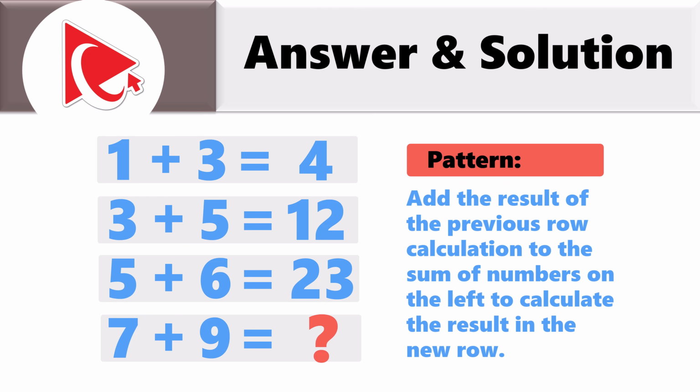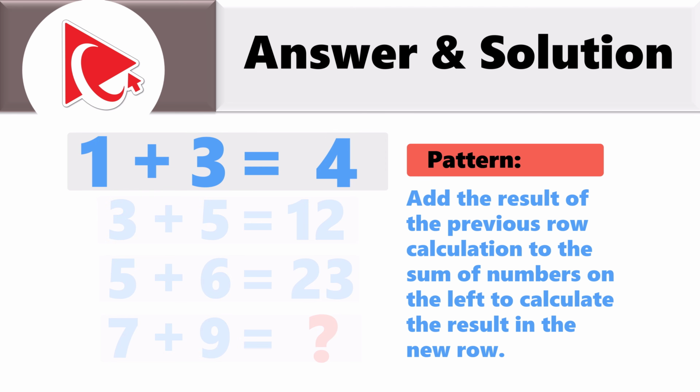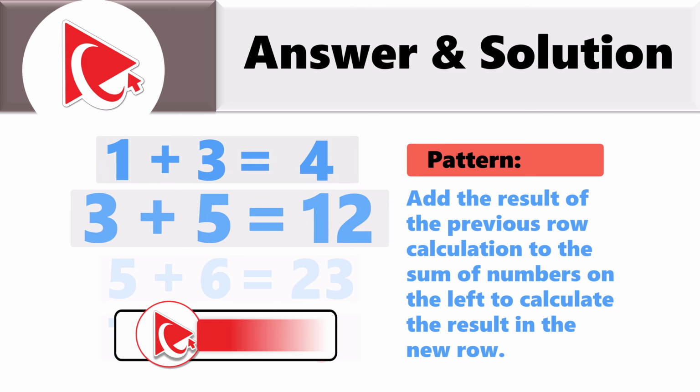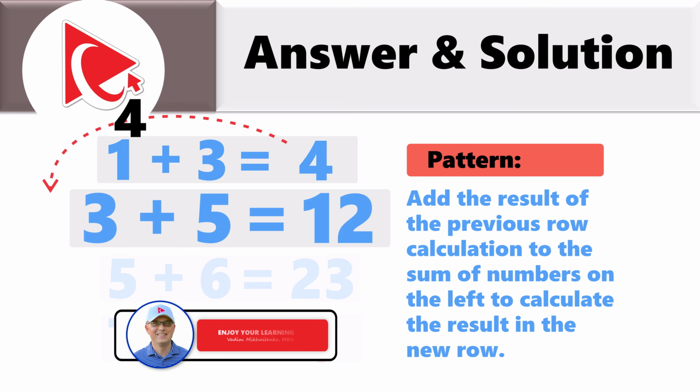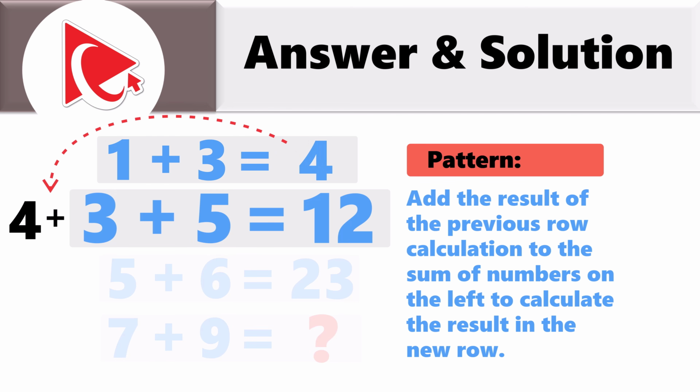For example, row 1's math totally makes sense. 1 plus 3 does equal 4. But when we look at row 2, 3 plus 5 does not equal 12. And this is where we would need to add the result of the previous calculations, 4, to 3 plus 5, and then it does equal 12.